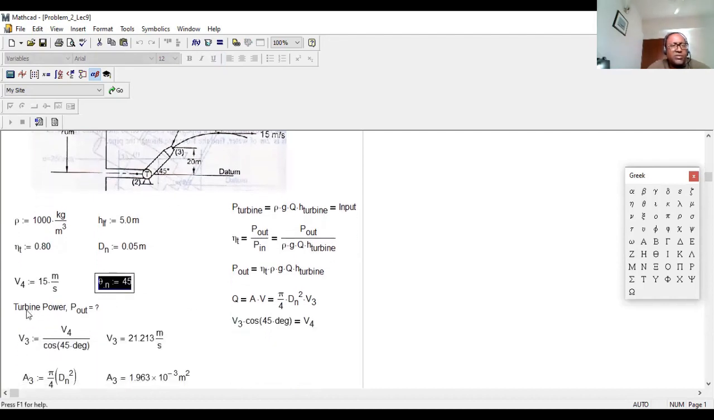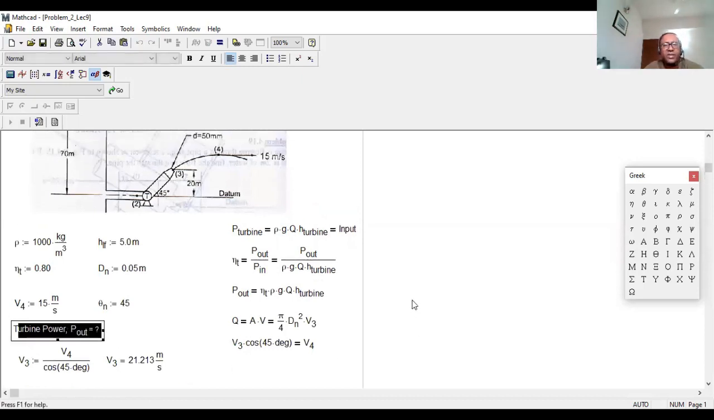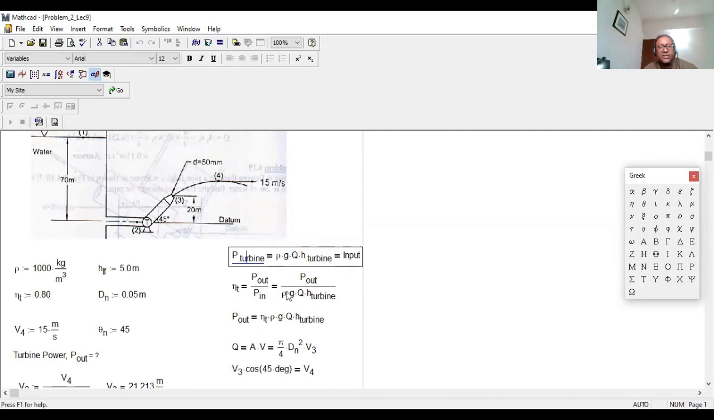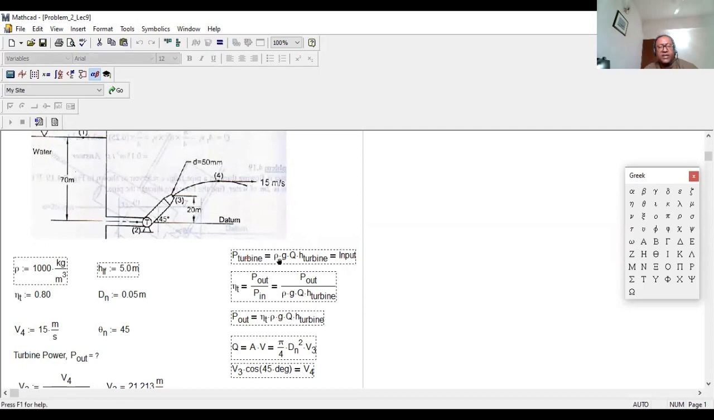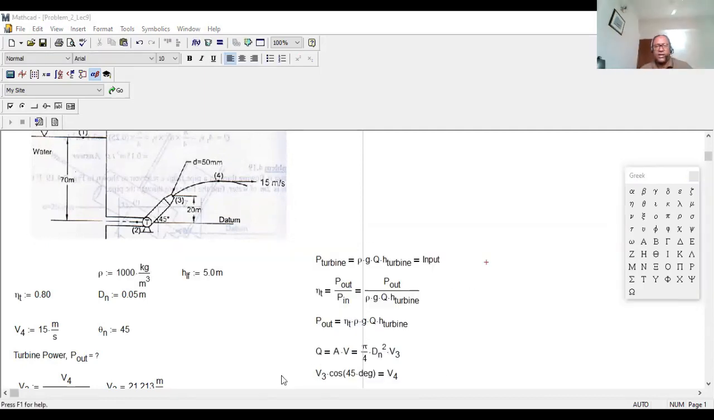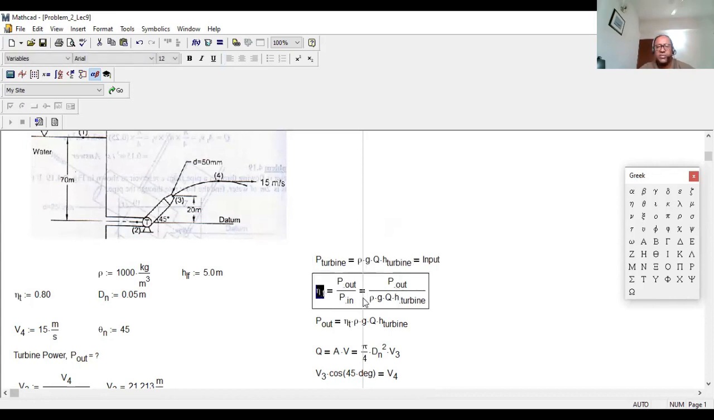What do you need to figure out? Turbine power. Now, this is a side note I just put in to explain so you can understand easily. You see right over here, this is P turbine, rho g Q turbine. This is input, and efficiency of the turbine is given. So P in is equal to rho g Q turbine, and you can figure out P out from there easily.